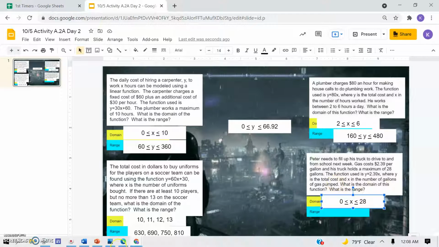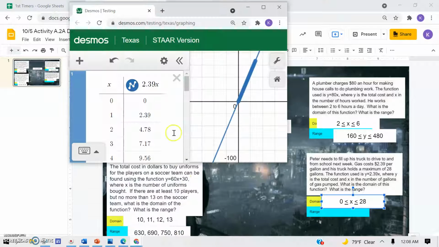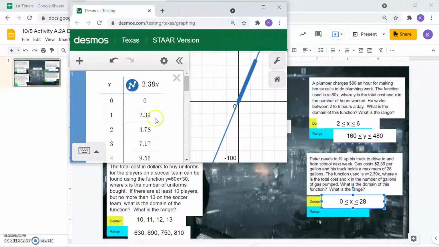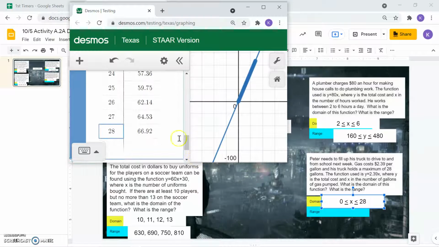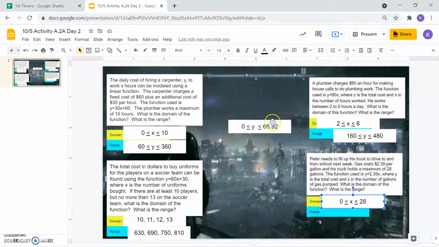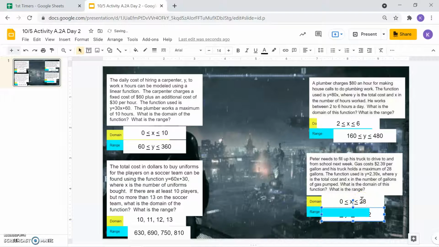Now, what is the range? So we go back to our calculator. All this over here is a range, which is a total cost. So he can pay from 0 all the way up to $66.92 for the gas that he pumped. So if he fills the tank, he would have to pay $66.92, but he can pay any amount between 0 and that. And hopefully you understand these kinds of problems.